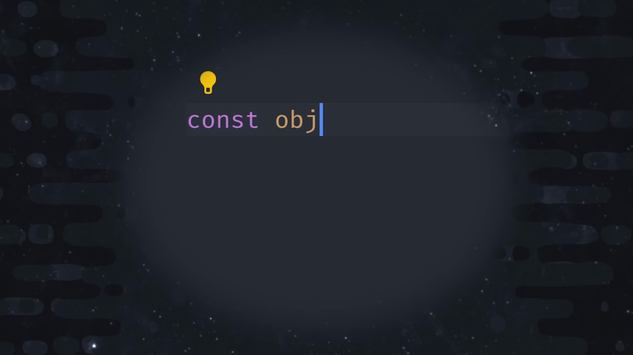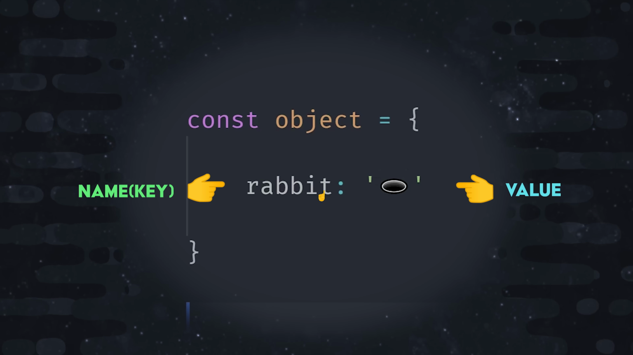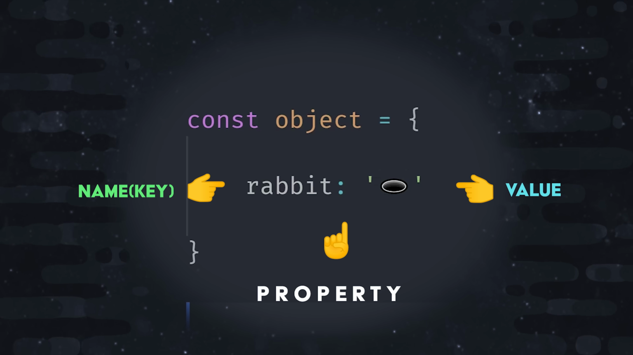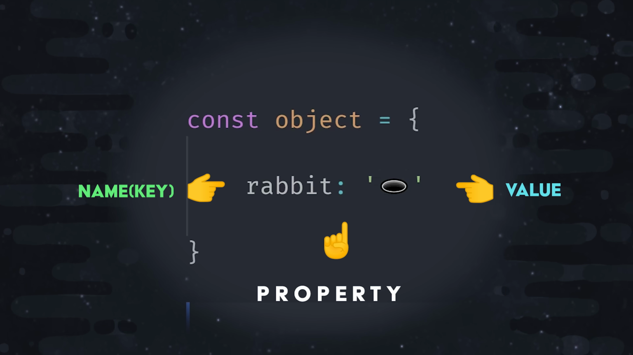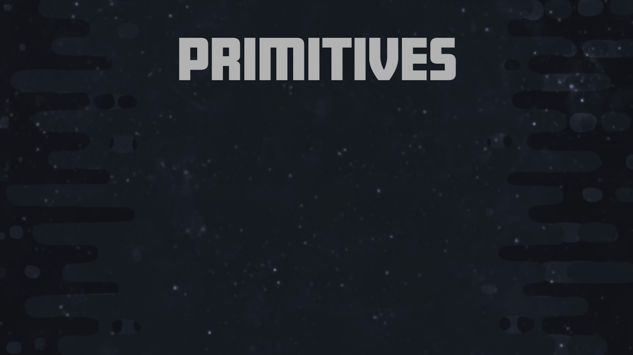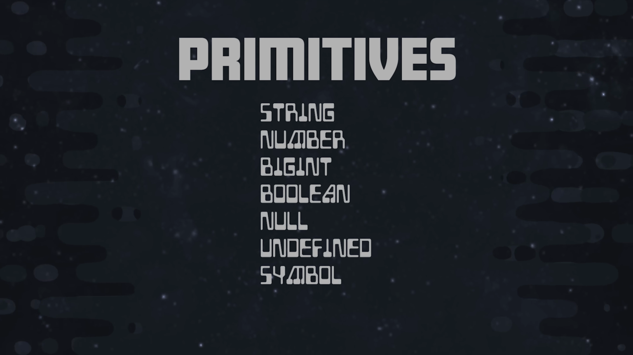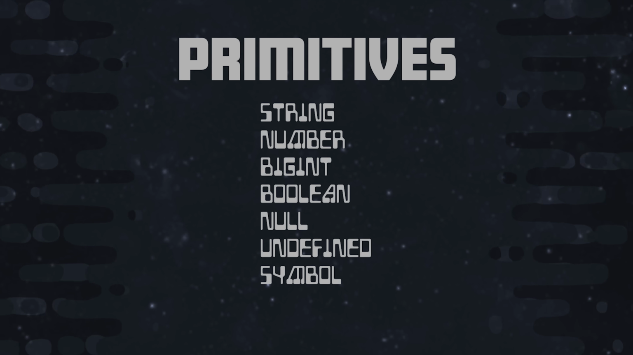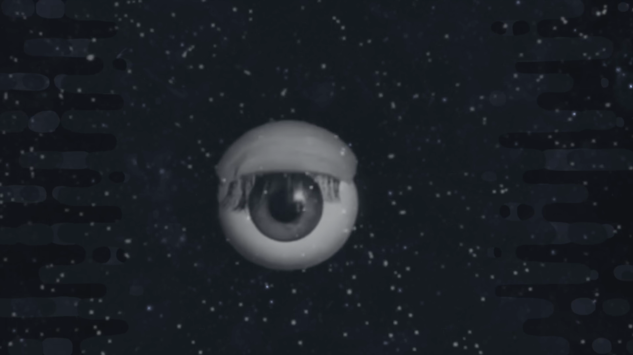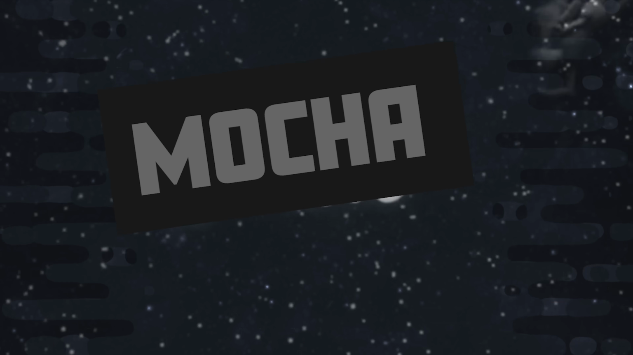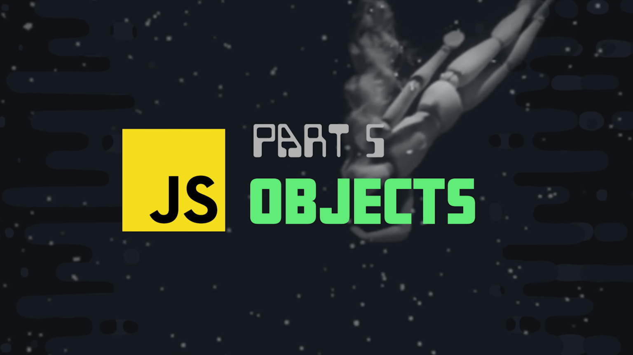This is an object, a collection of properties where each property associates a key to a value. Earlier in the course, we learned that there are 7 primitive data types in JavaScript. Primitives represent a single value like a number or a string, and anything that's not a primitive is an object. In other words, everything interesting that happens in JavaScript is made possible by the object data type.